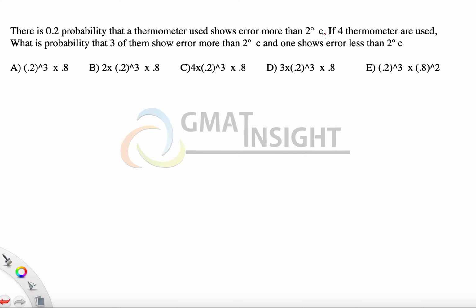What is the probability that a thermometer used shows either more than 2 degrees Celsius error? If 4 thermometers are used, what is the probability that 3 of them show more than 2 degrees Celsius error and 1 shows less than 2 degrees Celsius error?